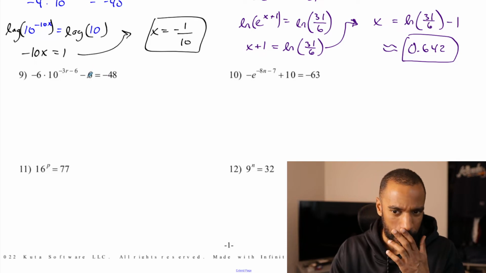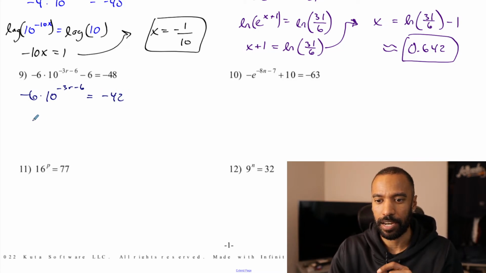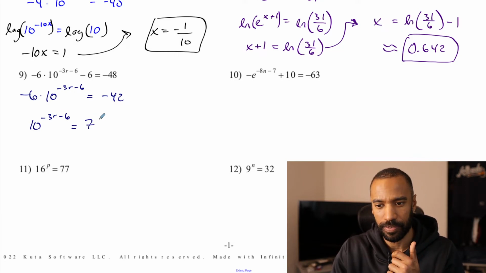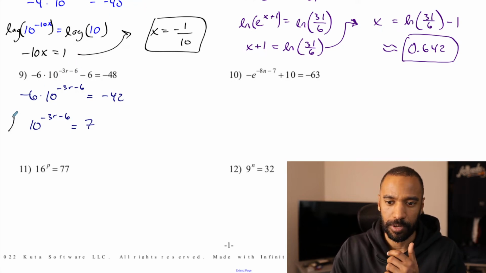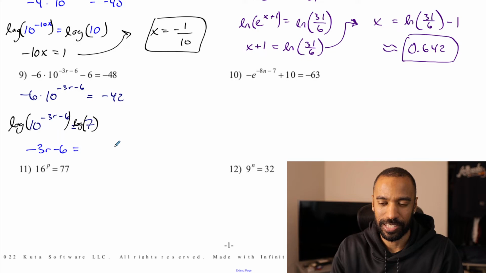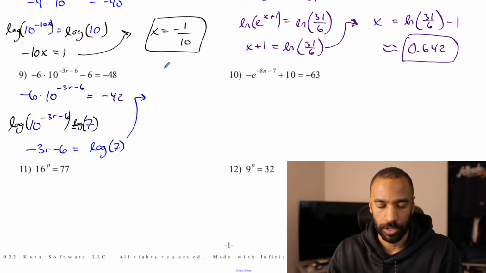Nothing really is changing so far. Add 6 to both sides here. We get negative 6 times 10 to the negative 3r minus 6 is negative 42. Divide by negative 6. Negative 10 to the negative 3r minus 6 equals positive 7. When I log both sides like that, that's going to give me negative 3r minus 6 equals log of 7. And we still got 2 more steps to go before we write out an answer. Again, please don't round that part early, because you'll have rounding errors with it. Add 6 to both sides.